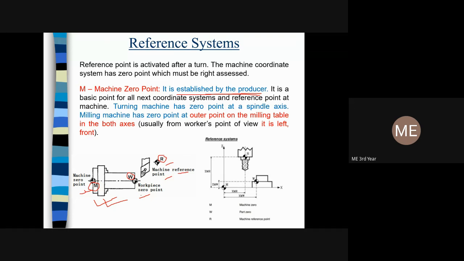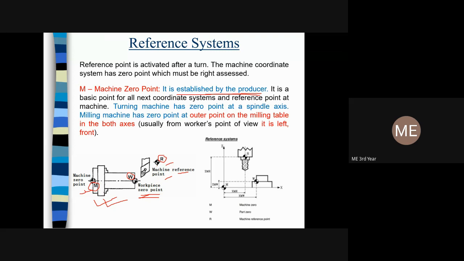What is the workpiece 0 point or workpiece reference point? It is nothing but the point from where you start your programming, from where the programming will start. This is the point which you will set. You are the programmer, you will set that point, but these two, the machine zero point and the machine reference point, will be set by the manufacturer of that particular company.